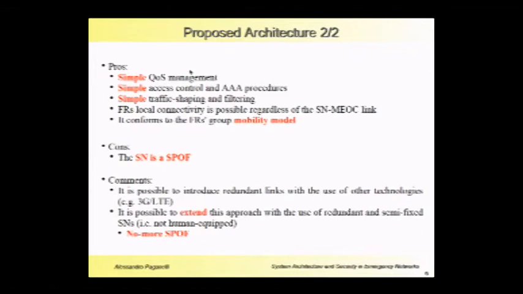The main benefits of this architecture are that it allows for simple QoS management, simple access control and AAA procedures, as well as simple traffic shaping and filtering. The main drawback is related to the special node, which is a single node in the network, and thus it is a single point of failure. At a glance, we can say that this architecture can be extended in principle by introducing redundant links and systems, as well as new technologies such as 3G and LTE, mainly in order to increase its availability and avoid the single point of failure problem.